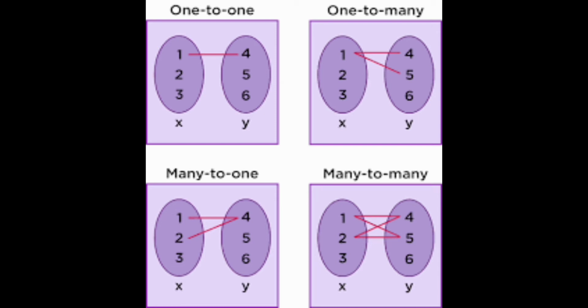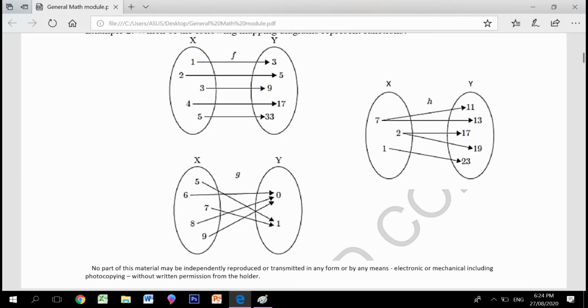Okay, gets? So, based sa ating module, yung diagram F is one-to-one relation, while yung diagram H naman is one-to-many, and yung diagram G naman is many-to-one. So, makukonsider po nating function lamang ay yung diagram F and G.